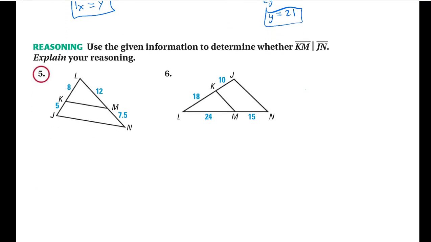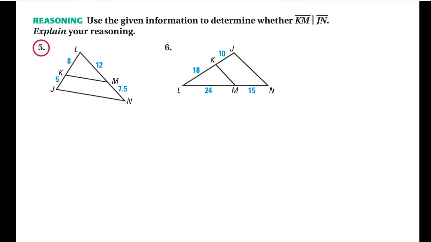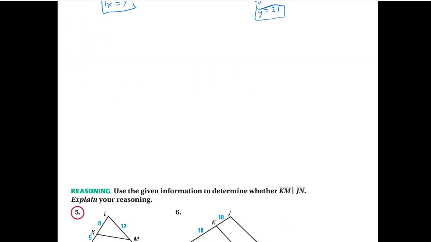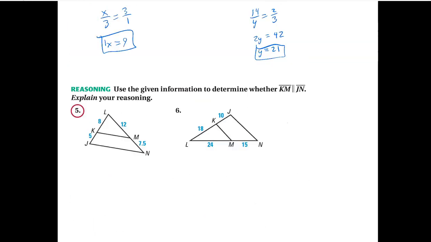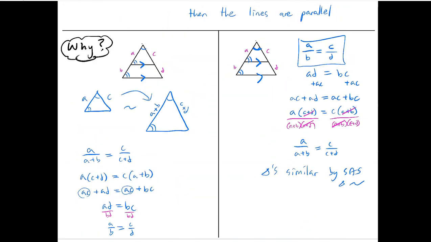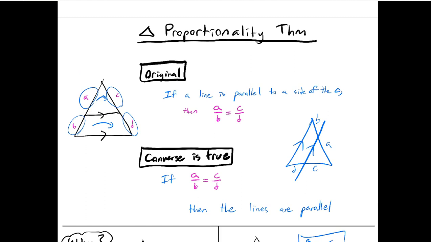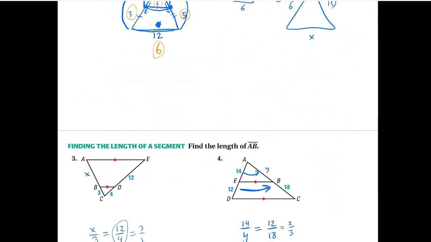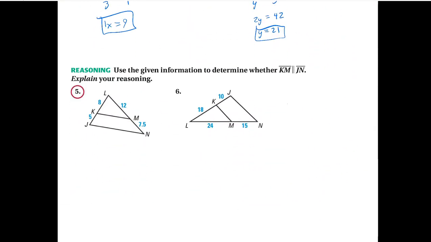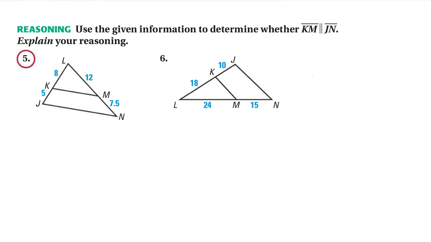Okay, straightforward. Now this one's asking, are the lines parallel? Now remember the triangle proportionality theorem. Whoa, I just moved that. I didn't mean to. Remember the triangle proportionality theorem is biconditional. So the converse is true. If those sides are proportional, then the lines are parallel. So it's just asking us to do the same problem in reverse. It's saying check the proportion, and if proportional.